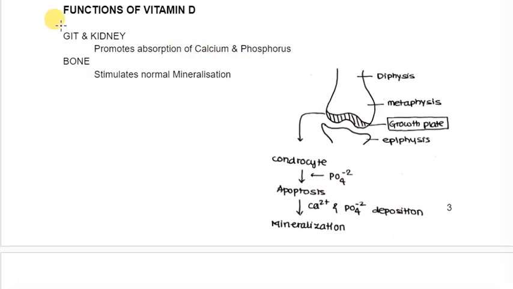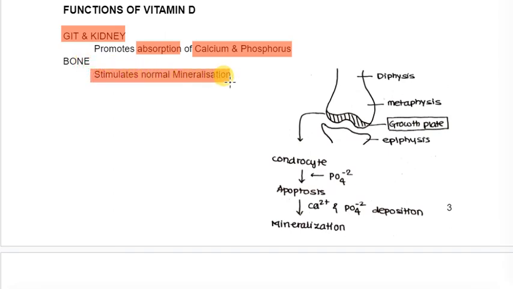So what are the functions in the GIT and kidney? It promotes the absorption of calcium and phosphorus. And in bone, it stimulates normal mineralization, like storing up of calcium and phosphorus. So here we can see the bone structure of a growing bone. In the growth plate we have a chondrocyte.